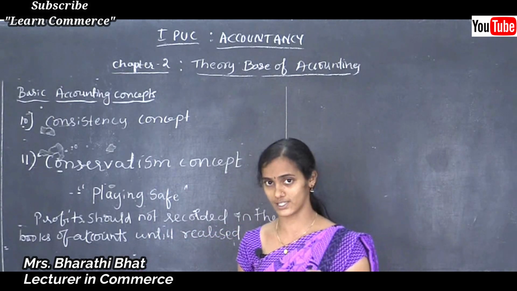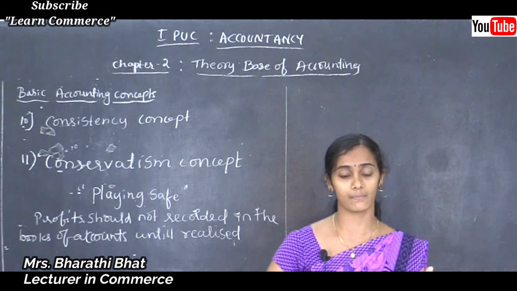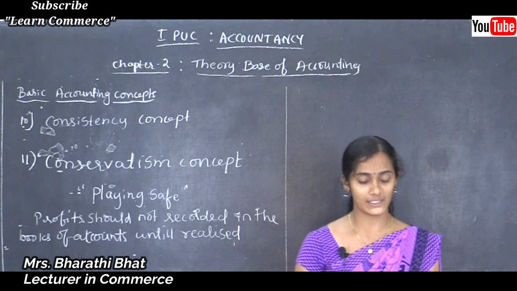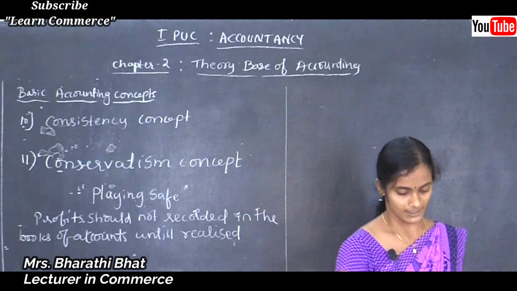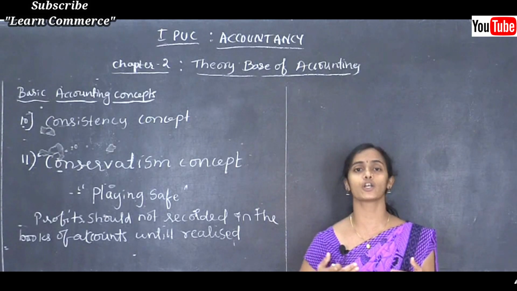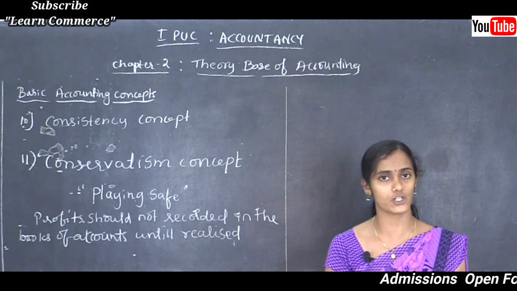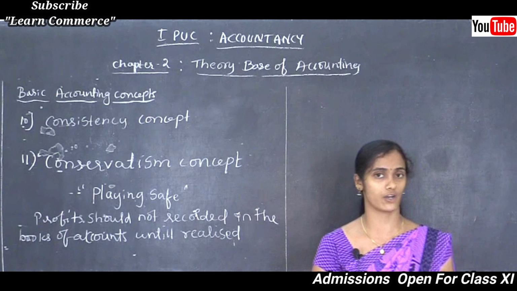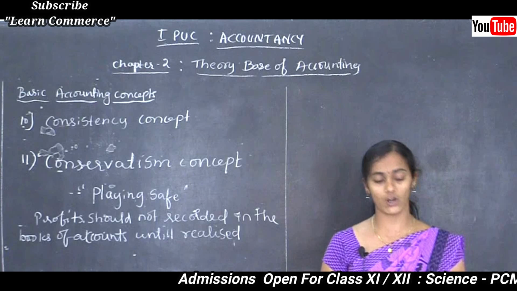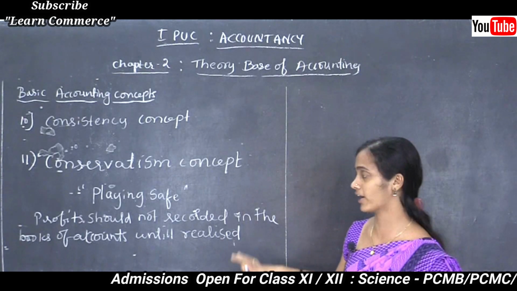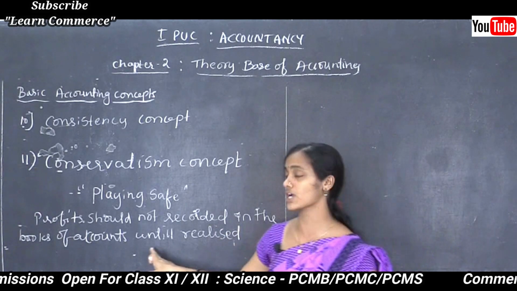But all losses, even if those losses may be only a remote possibility in the near future, should be recorded in the books of accounts. We should record all losses, even those with a remote possibility, while ascertaining the profit or loss in the books of accounts. So according to this concept, profit should not be recorded in the books of accounts until realized.